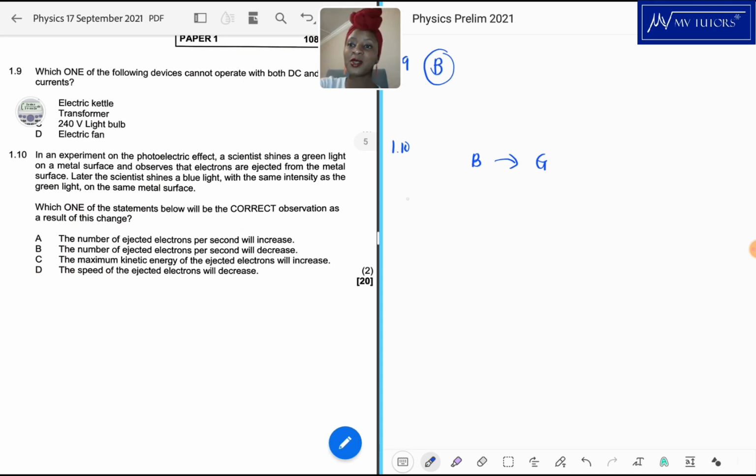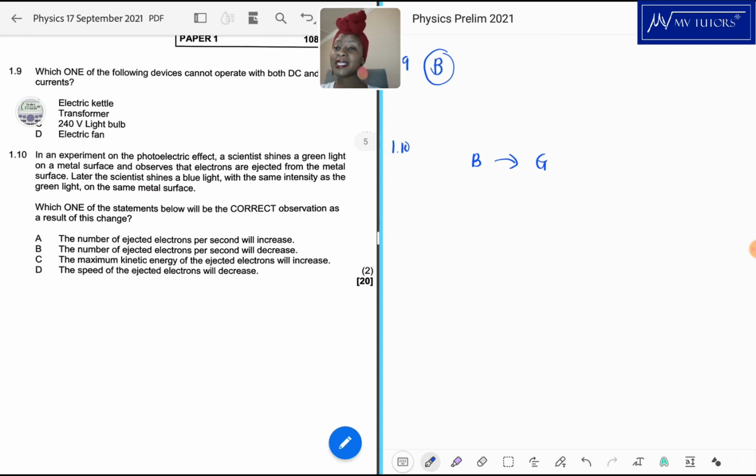Remember, according to this equation, energy is directly proportional to frequency. So the higher the frequency, the higher the energy, specifically kinetic energy. But intensity: if you increase the intensity of a light, it means more electrons are coming out. They have the same energy, but more of them are coming out. So here they tell us intensity is kept constant.